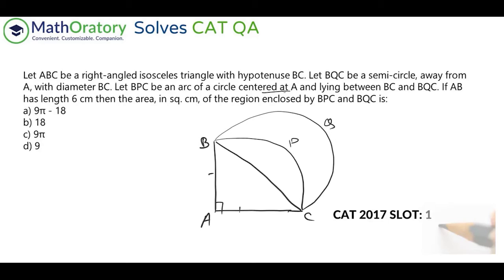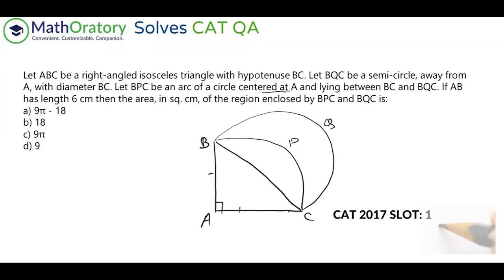And we are looking for the region between BPC and BQC. That is very obvious. BPC is an arc centered at A, so it has to move like this. It cannot go like this. You cannot have a quadrant like this with the center here, right? That would be very silly. But anyhow, that was just for convenience. That information is given. Okay, come back to this.